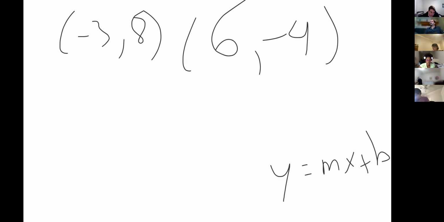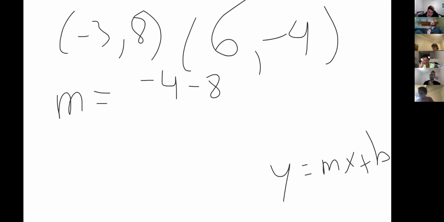If they're just giving us points and we don't have a slope, we have to find a slope, because every equation we have needs a slope plugged into it. To find it, for the points, you divide, rise over run. So y2 minus y1. Yeah, so -4 minus 8 on top, and then we do what on the bottom?